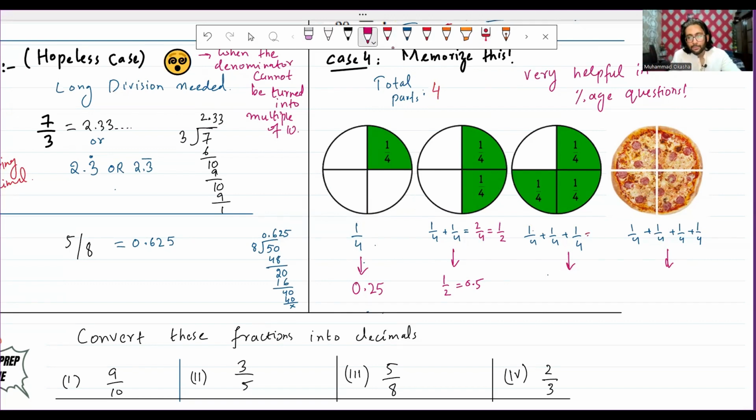This is 3 divided by 4. All the denominators are the same, so I could just add the numerators. 3 divided by 4, remember, is 0.75. And this is just 1. 4/4 is just 1. Yeah, so this is something you really need to memorize.